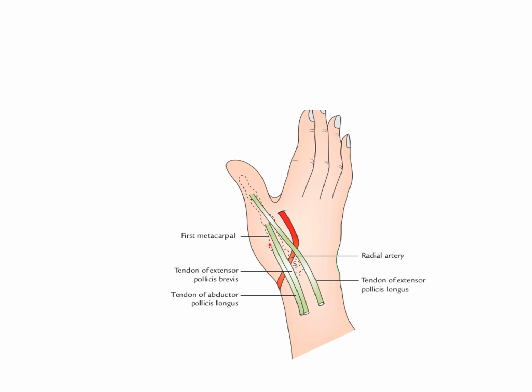The borders of the anatomical snuff box are: medially we have the tendon of extensor pollicis longus, laterally we have the tendon of extensor pollicis brevis and the tendon of abductor pollicis longus. Proximally we have the styloid process of the radius. The roof is formed by the skin and the superficial fascia. The floor is formed by two carpal bones laterally, that is the scaphoid and the trapezium.